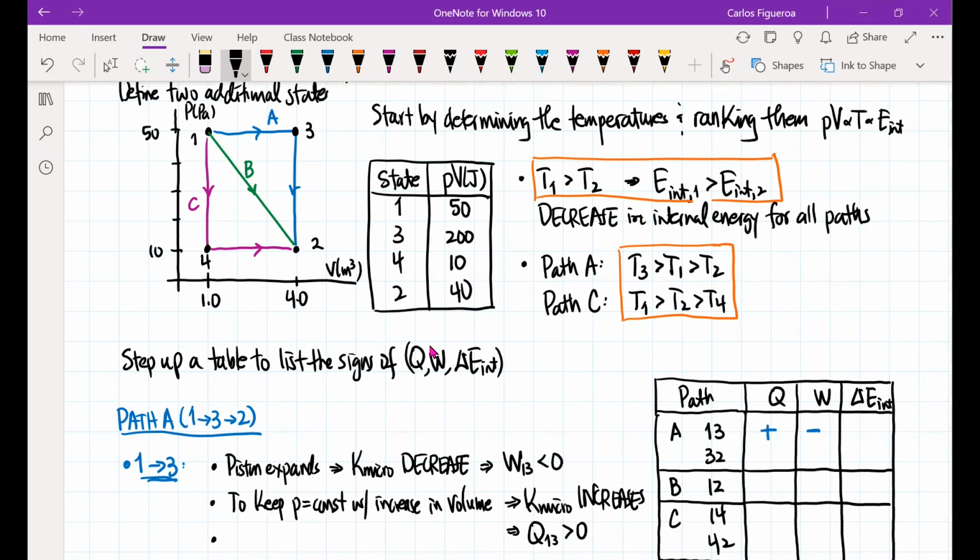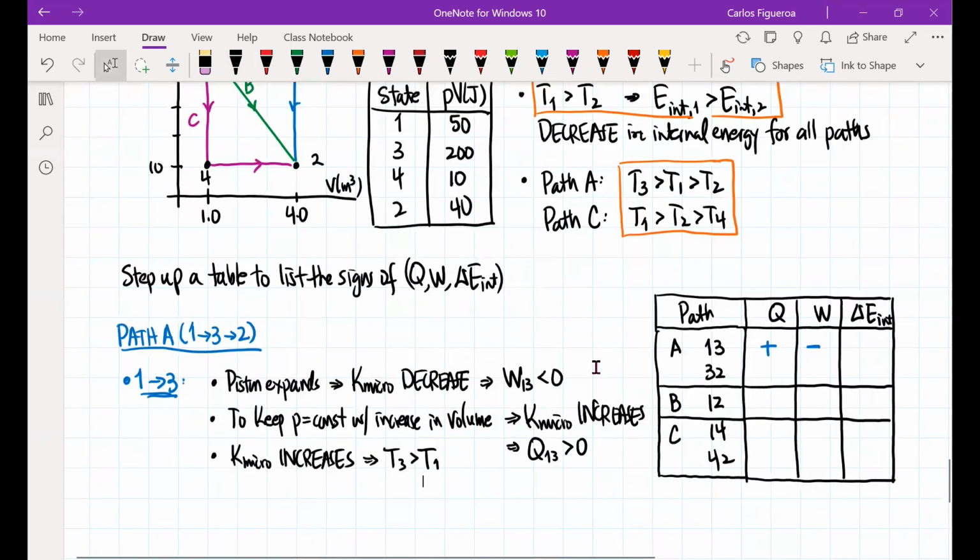And then the next thing here, what about the internal energy? Well, if K micro increases, it automatically tells us that there's an increase in internal energy. If I compare the temperature of 3 to 1, we already see that 3 is higher. So the fact that K micro increases immediately tells us that T3 has to be greater than T1, even though we already numerically calculated it. So then the internal energy from 1 to 3 is positive. So there are my signs right there.